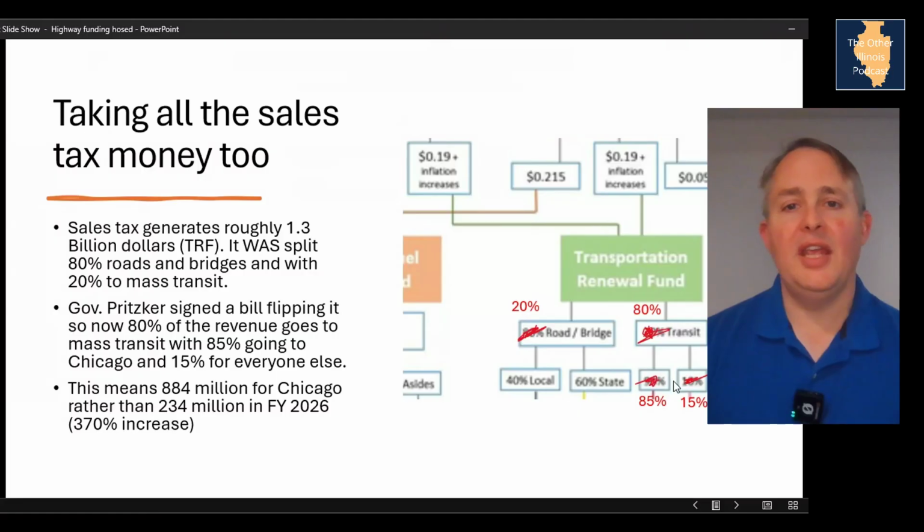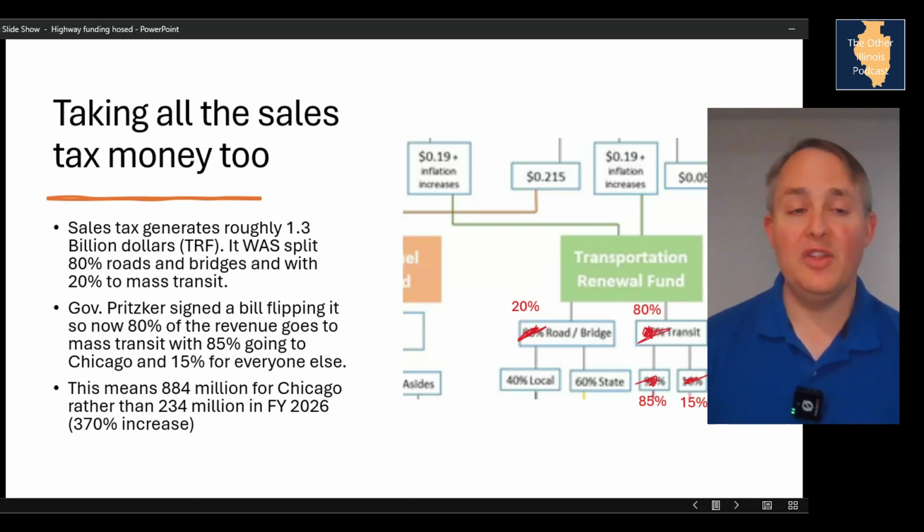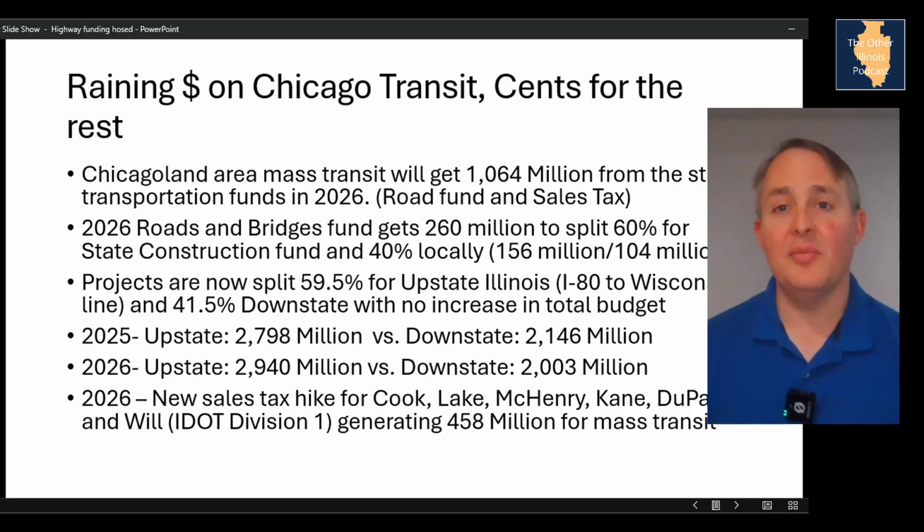bill so that 85% of this much larger pie is now going to Chicago and 15% is going to everything else. And just off of last year's funding alone for what went into the Transportation Renewal Fund, this means that Chicago Transit is now receiving $884 million versus $234 million. So this is a 370% increase in their funding every single year from what it was even in 2025. So right now, currently, Chicago area mass transit is getting $1,064,000,000 from state transportation funds just this year.